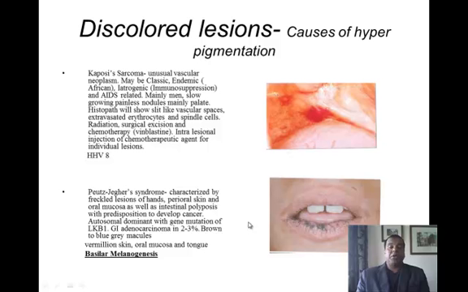Peutz-Jeghers syndrome is characterized by freckling of the lips and hands, perioral skin, oral mucosa, as well as intestinal polyposis. These polyps may have a predisposition to develop cancer, so it needs to be managed by specialists. It is autosomal dominant with gene mutation of LKB1, and gastrointestinal adenocarcinoma can occur in 2 to 3%. There are brown to blue-grey macules on the vermilion skin, oral mucosa and tongue, and what you get is bacillar melanogenesis.